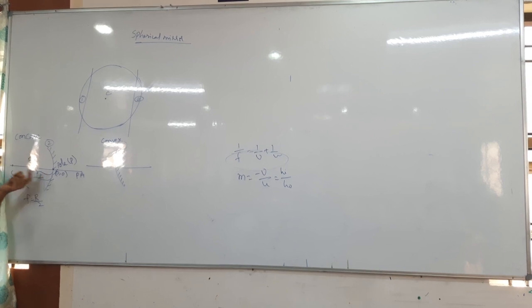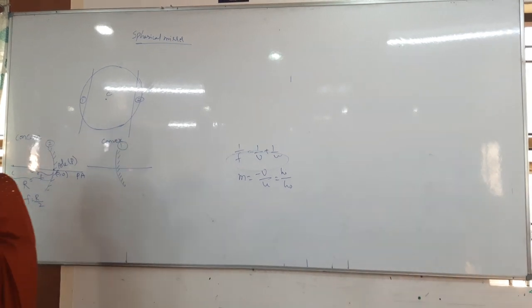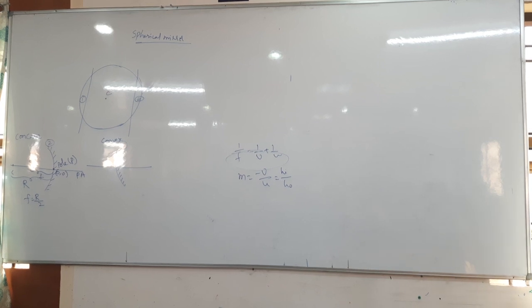So focus and then pole I have taken. The distance between them is known as what? Focal length. Correct? Everyone, don't go, stay here. I'll send you people by my own money only. I'll book a ticket and then I'll send you.